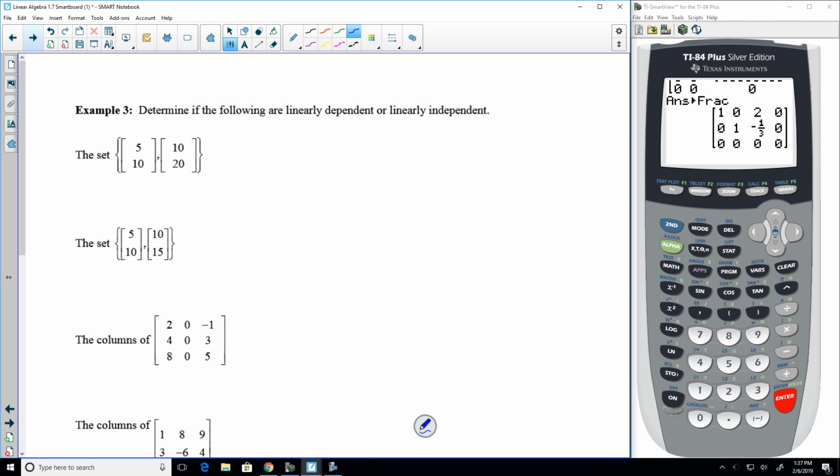So let's see if the following are dependent or independent. What about the first one?